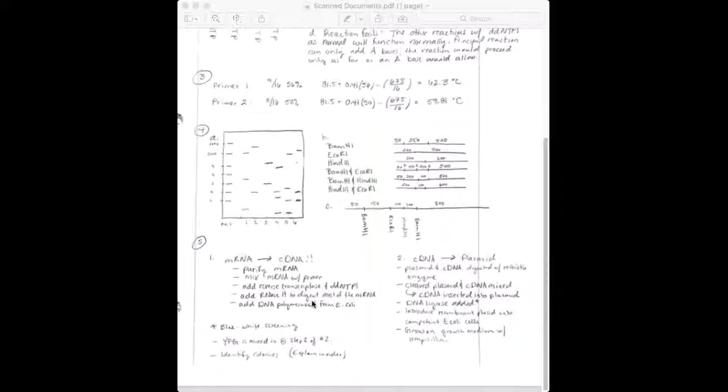And then you add your DNA polymerase from E. coli, and you amplify that. And so you've got chromosomal DNA. So that second part is, we've got our chromosomal DNA now. So how do we get it stuck into the plasmid?